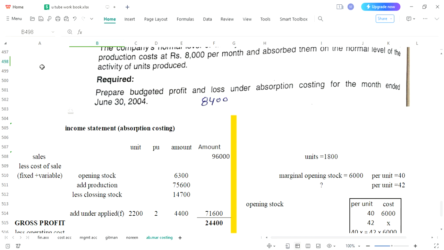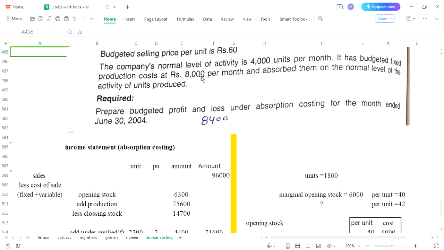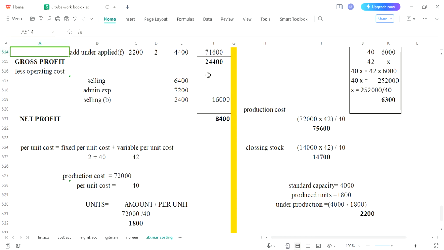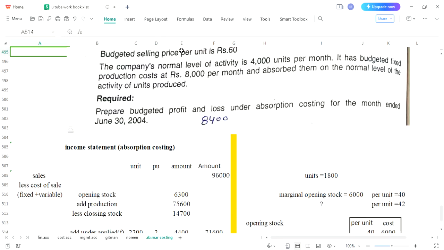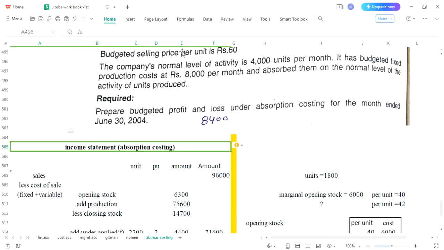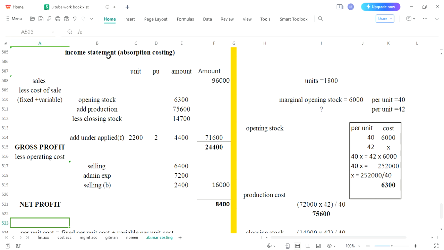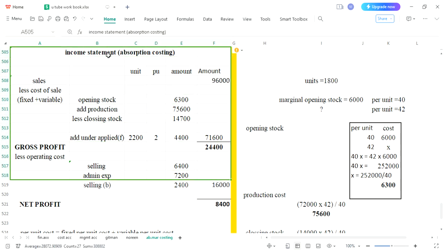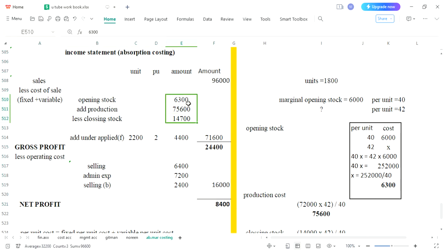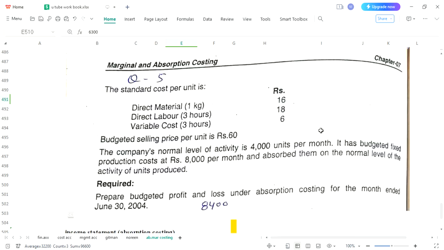As you can see that 8,000 was cost for 4,000 units. So how much per unit fixed cost? 2, and same per unit cost was put over here. In this way under applied amount 4400 was calculated. So the total part which we have solved is this, but the important figure is only this. Kindly understand this highlighted area, how we have changed amounts from marginal costing to absorption costing. So in this way, answer has been matched. Our question number 5 has been completed.